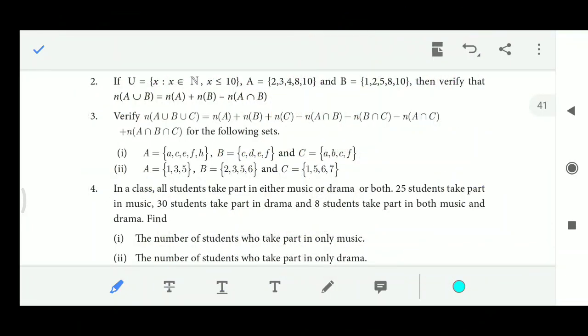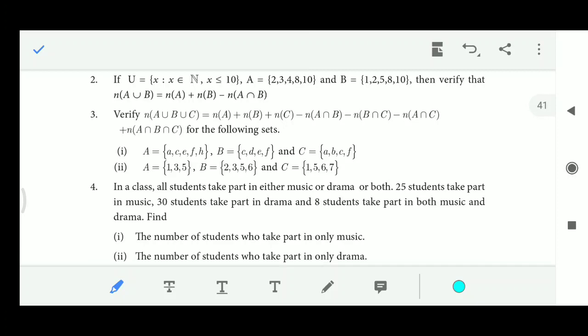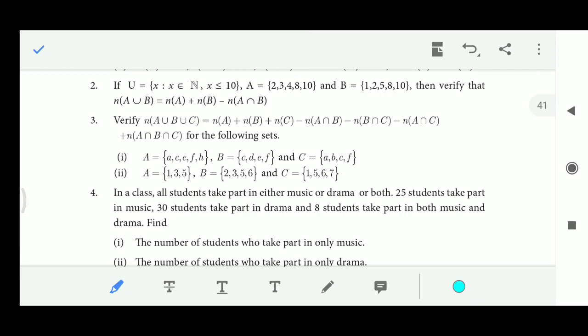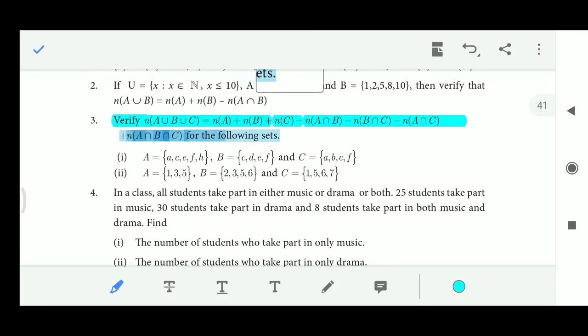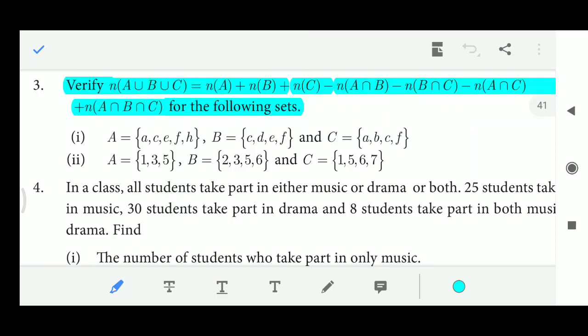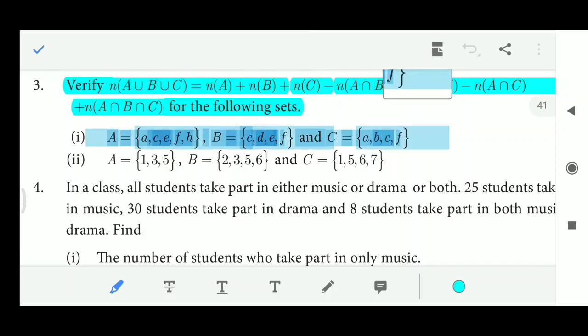Like that we are going to do the third sum with three sets. Here verify n(A ∪ B ∪ C) = n(A) + n(B) + n(C) − n(A ∩ B) − n(B ∩ C) − n(A ∩ C) + n(A ∩ B ∩ C) for the following sets.